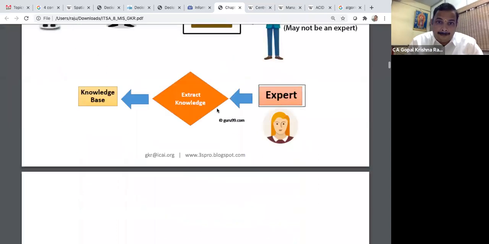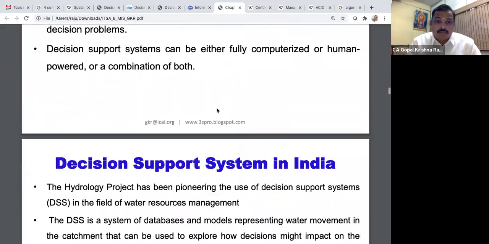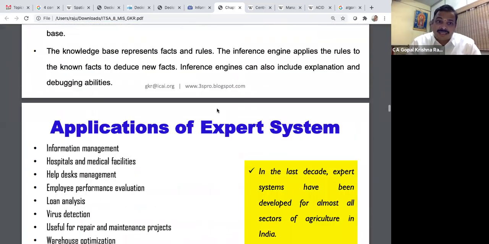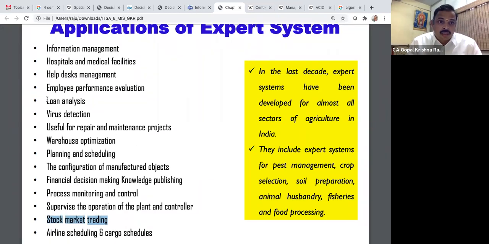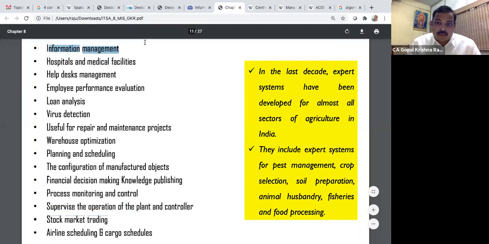Okay, good. So that's about an expert system, and please look at various examples of expert systems used in India. Loan analysis, then useful for repair and maintenance projects, financial decisions, supervising the operation of a plant and controller, hospitals and medical facilities, information management. So in all sectors you can use expert systems today.